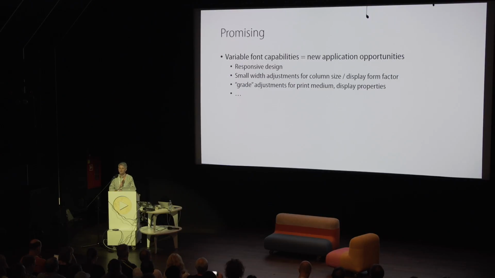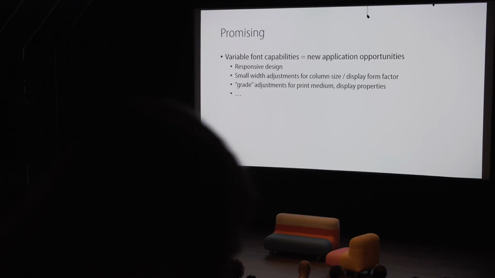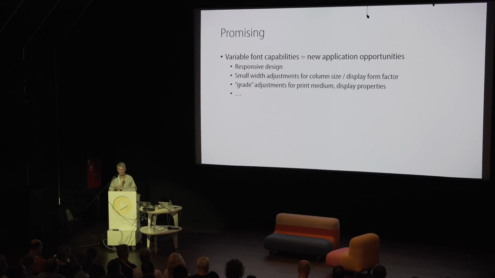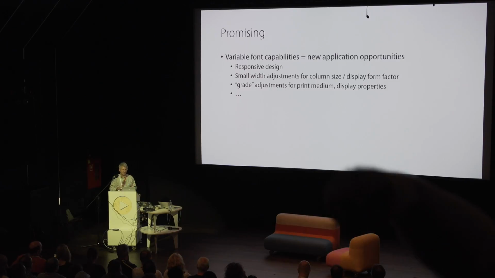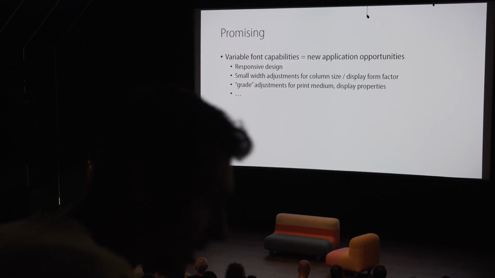And finally, we think that font variations is promising. As we implement support in our platforms, that's really going to represent just a starting point, because the capability of variable fonts is going to enable a number of new application opportunities. For example, we talk about responsive design. Well, variable fonts, for instance, could allow automatic adjustment of widths as you have different column widths or as you adjust to different form factors. Or perhaps having a graded adjustment of the designs to accommodate different print media or display properties.